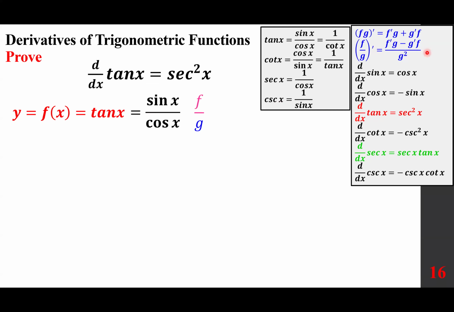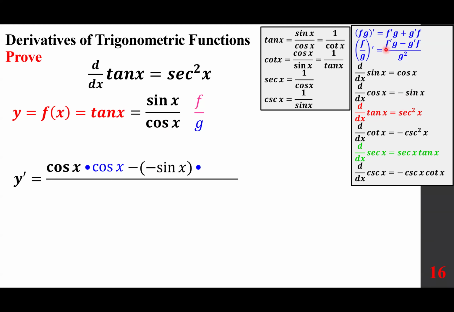Which means f prime g minus g prime f over g squared. So f prime, the derivative of sine, is simply cosine times g, which is cosine itself, minus g prime, the derivative of cosine, as you know, is negative sine. So minus negative sine times f, the top function, sine x, and then over g squared, the bottom function squared, cosine squared.